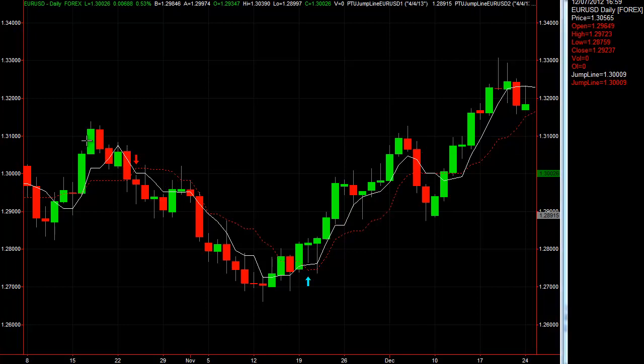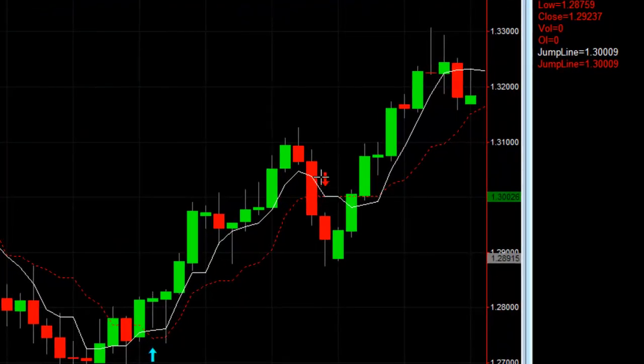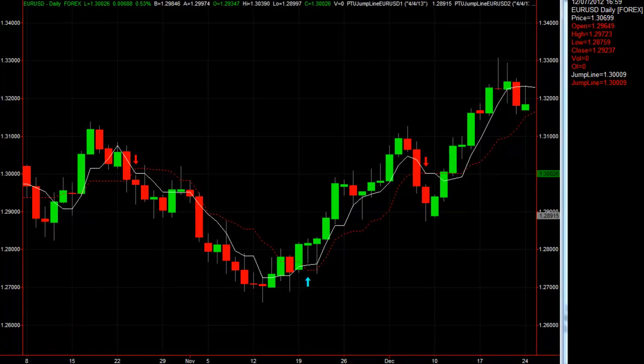Notice right here on this red bar, the confirmation line closed on the jump line. That's not good enough. Once it crosses below the jump line, then we're looking for the first red bar. Notice here we don't get one. Instead, it crosses back above and closes above. That's going to cancel any potential setup. And we'll look at some examples and you'll see how easy this is.